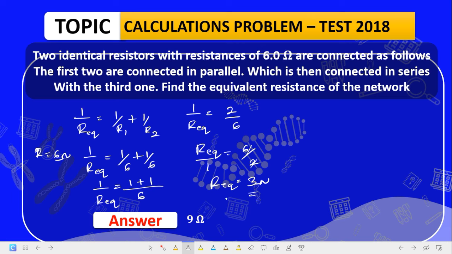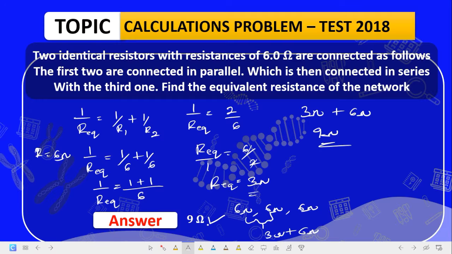So the equivalent resistance of the two resistances is 3 ohm. Now, they said that one is connected in series to the third one. The third one is also a 6 ohm because they told you that the three of them were initially what? 6 ohm, 6 ohm, 6 ohm. The equivalent of this one in parallel gave us 3 ohm. So we are left with this one and this one in series now. This in series is simply the addition of these two values here. The addition of 3 ohm plus 6 ohm will give us what? 9 ohm. So the correct answer to that question is 9 ohm.